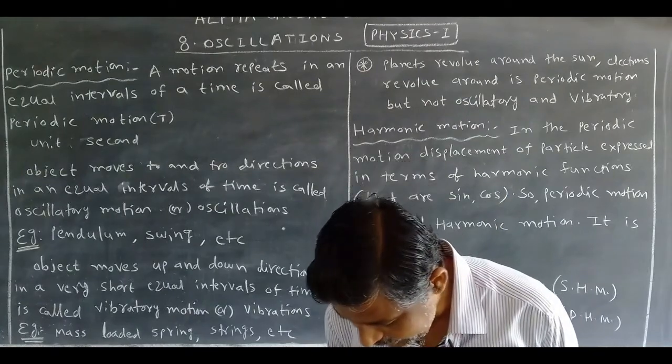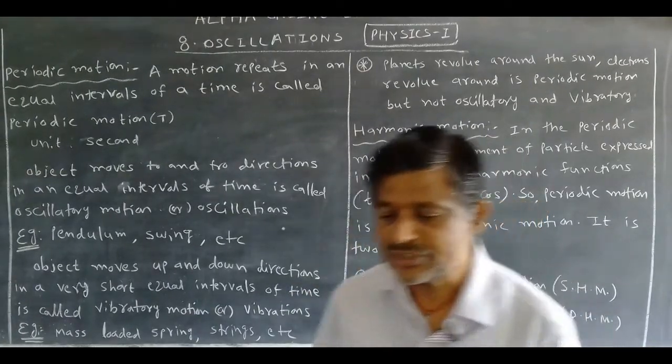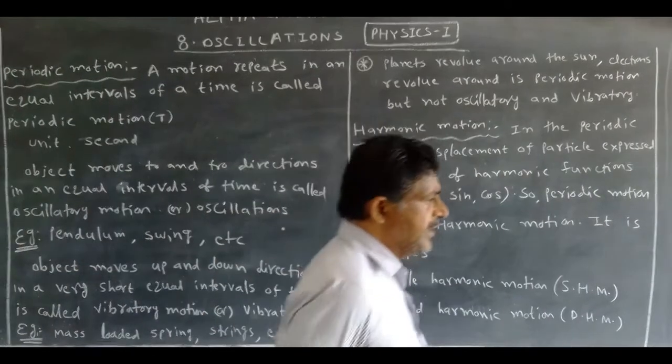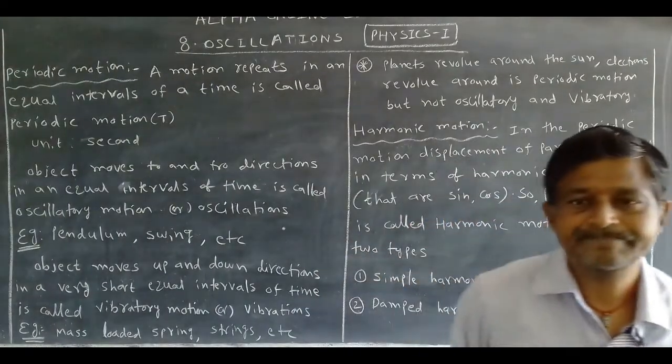Motion is divided into how many types? Three types. What are the three? Translatory motion. Second one is rotatory motion. Third one is periodic motion.